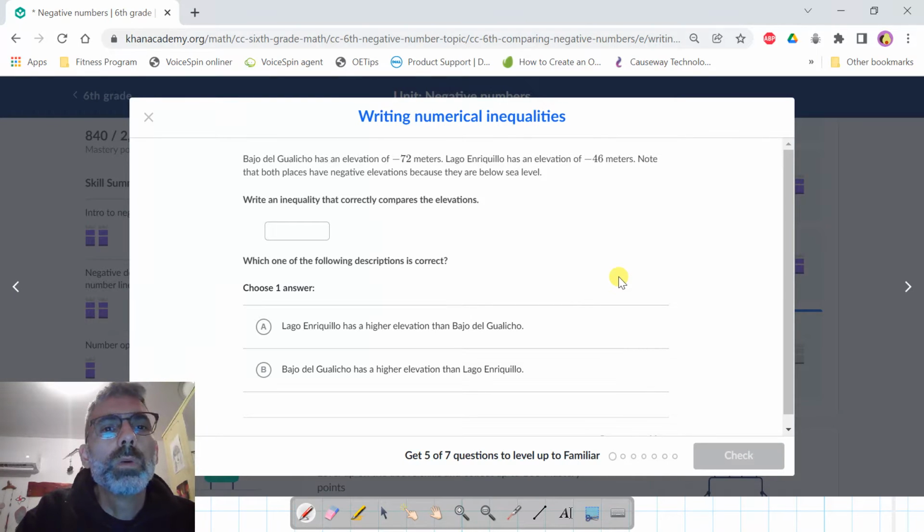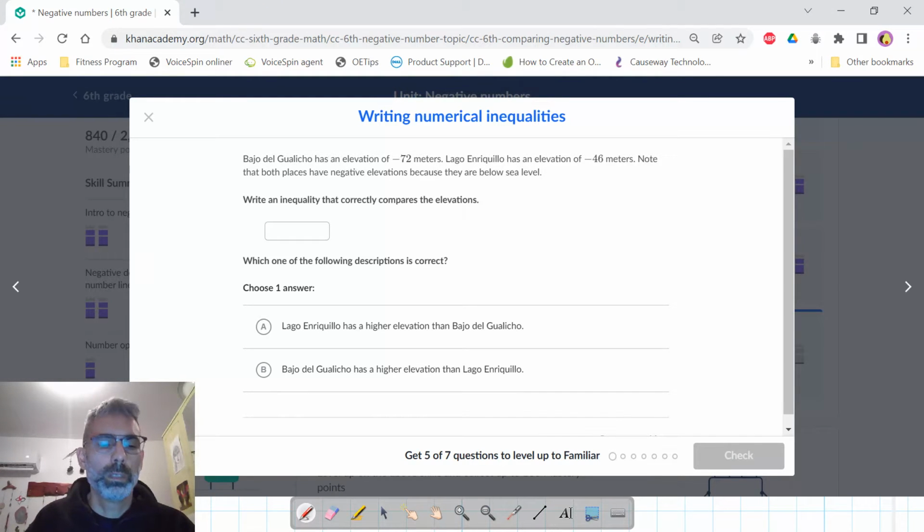Bajo del Gualicho has an elevation of negative 72 meters. Lago Enriquillo has an elevation of negative 46 meters. Note that both places have negative elevations because they are both below sea level. Write an inequality that correctly compares the elevations.